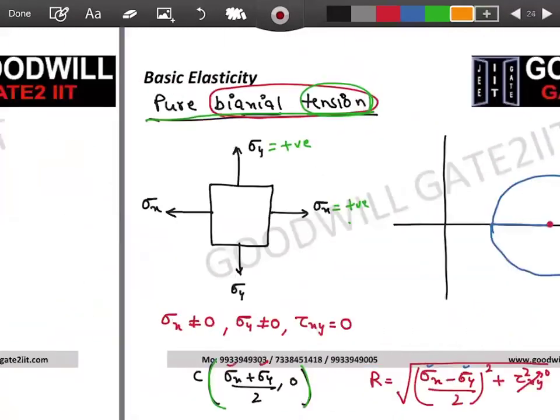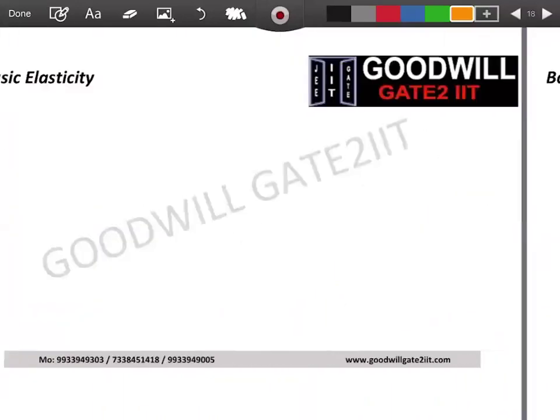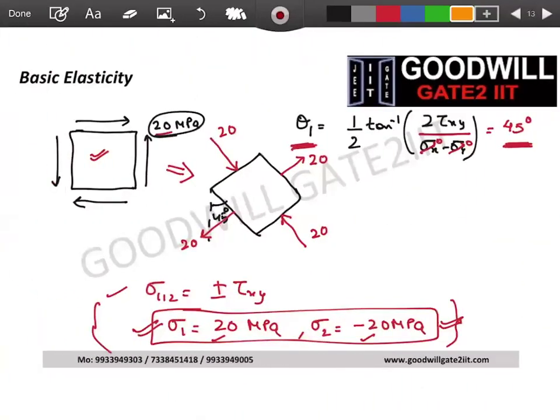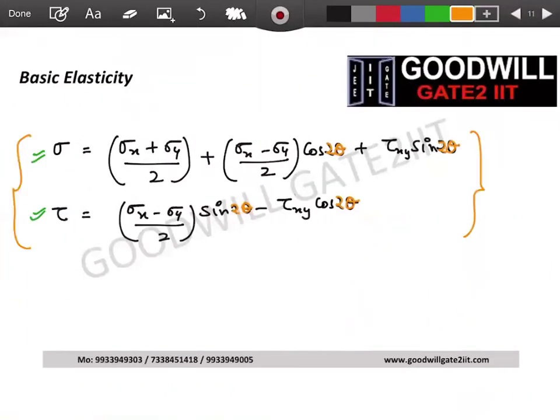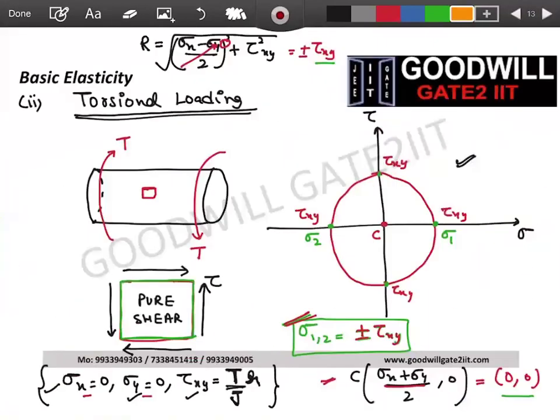I think I have removed it, but still I can go to my previous slide. We have solved this before. Okay, yeah. Shaft under torsion. We have solved this in our lecture. Shaft under torsion means it's a pure shear system. And for pure shear system, your Mohr circle will look something like this. If you people recall, in pure shear, sigma x is 0, sigma y is 0, tau xy is present, so your center is at origin.